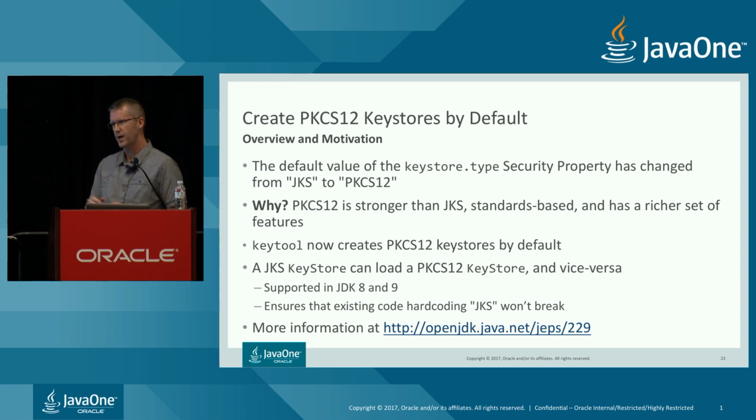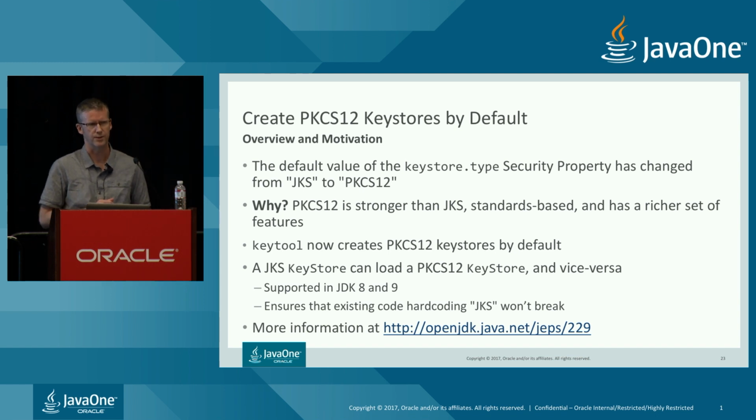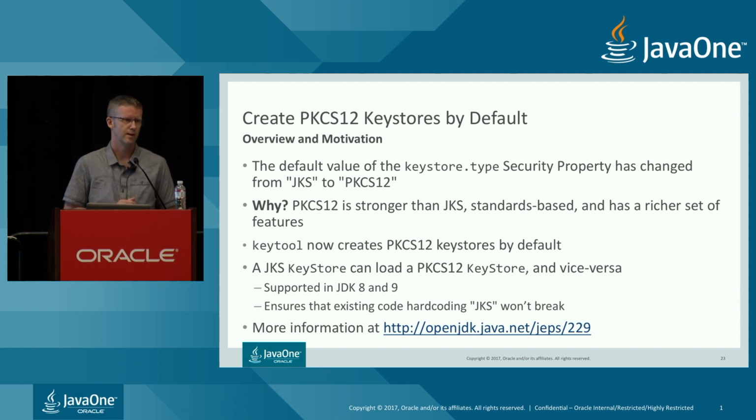This feature had a little bit of a compatibility risk, so we recognized early on that we had to build in a compatibility mode. So right now a JKS key store can actually load a PKCS 12 key store and vice versa. This is supported in both JDK 8 and 9, and this essentially ensures that if you have existing code that is hard coding JKS, like KeyStore.getInstance("JKS"), and suddenly the default is changed to PKCS 12, that code will still pass. It will be able to read a PKCS 12 key store, and you'll still be able to get the contents out of it that you need. And more information is at JEP 229.